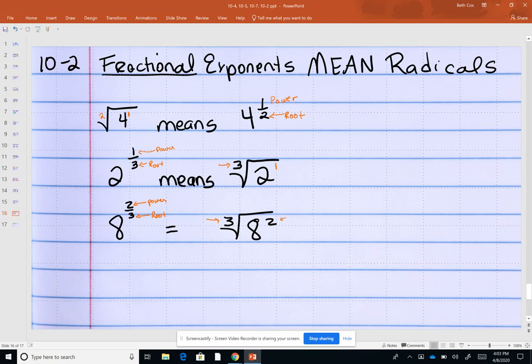Now, this one I can actually work on. I'm actually going to simplify this. I like to do the root first, and then we can raise it to the power, or we can do it the way it is. So let's just think this through. This is 8 times 8, right? And we'll just keep going. That's 2 times 2 times 2, and 2 times 2 times 2. Okay, we're doing the cube root.